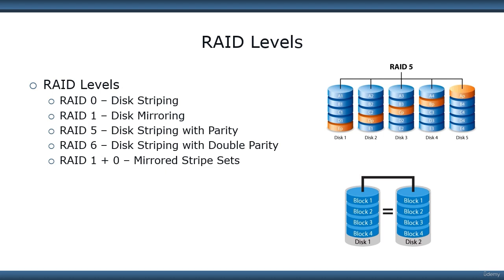RAID 5 is disk striping and adding parity. So basically, RAID 5 uses multiple disks, at least 3, and as it writes each bit on one of the disks, it writes a parity bit on one of the other disks. They're not all on the same disk. In this graphic, the orange are the parity bits. They are written there, though.